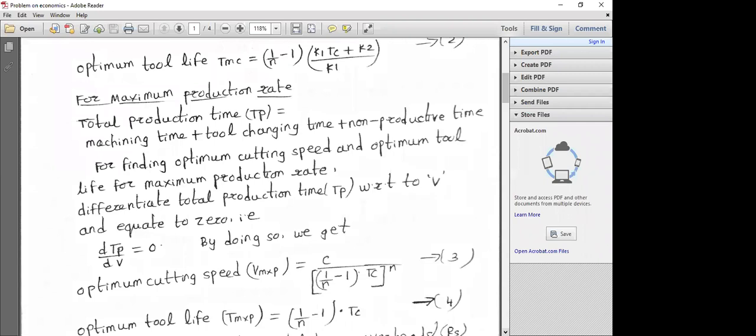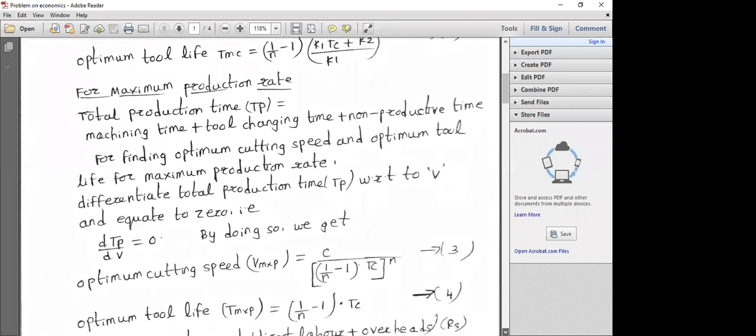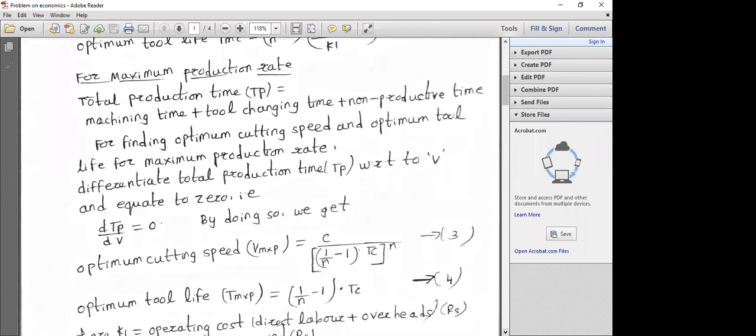This is the third equation, optimum cutting speed. The optimum cutting speed for the maximum production rate is given by V MXP, which is C by (1 by n minus 1) into TC. What is TC? I already told you, it is the tool changing time, not tool changing cost. Just remember that term. C is the constant, and n is the index, different for rough turning and finish turning. And the optimum tool life.